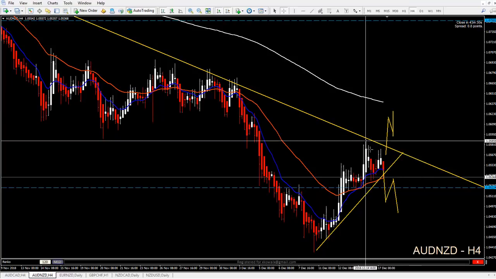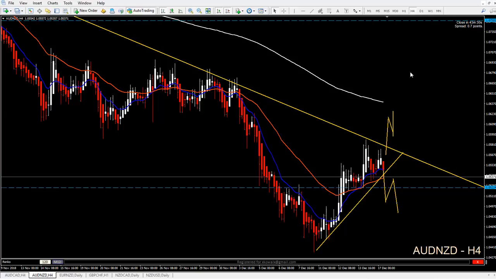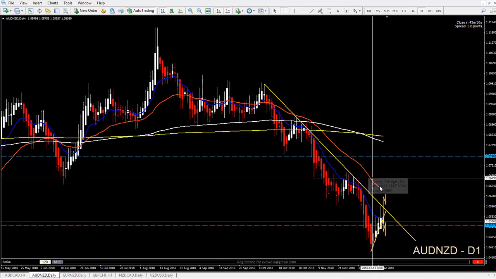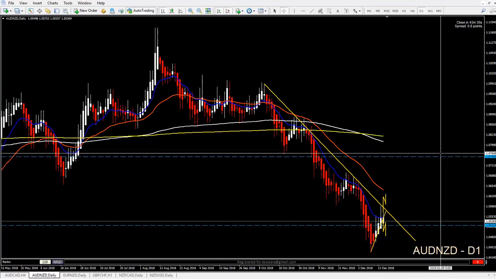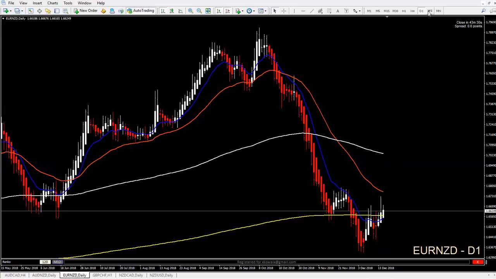You can target 200 EMA. So you need to see, because right now we don't know how price will break this, but you know that in case of the breakout, your target to manage the pair is the 36 EMA, and then of course the next resistance area. Euro New Zealand.